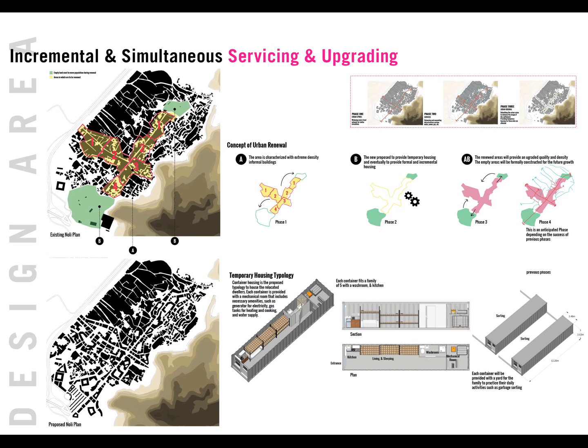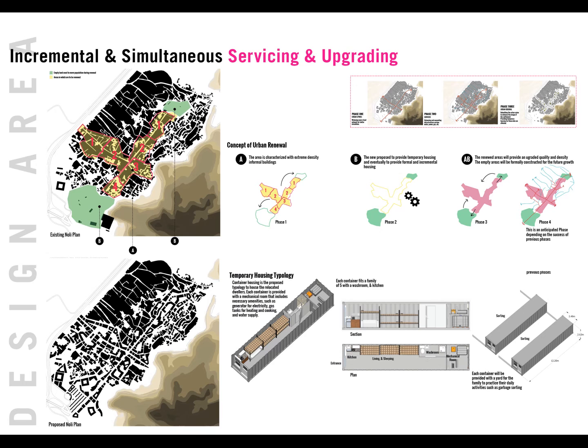The first three phases are done incrementally and simultaneously, meaning that in each stage the area will be evacuated and residents will be temporarily relocated to empty lots marked in green. They will be provided with temporary container housing that can fit a family with 6 members, and it is possible to combine more than one container housing together in case of extended families.